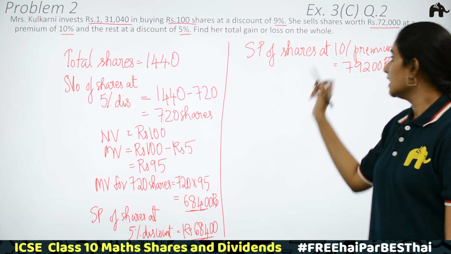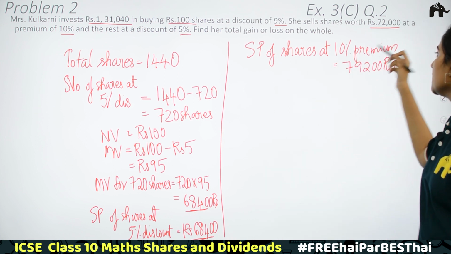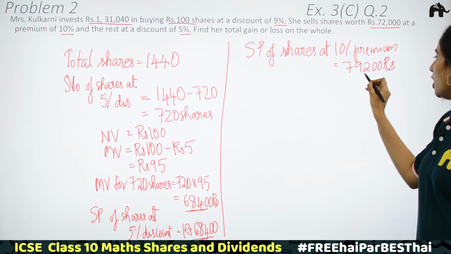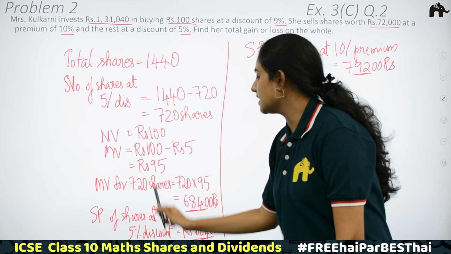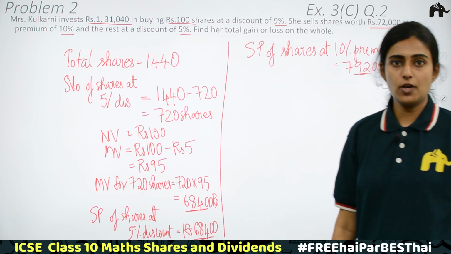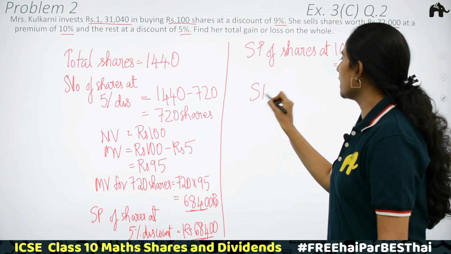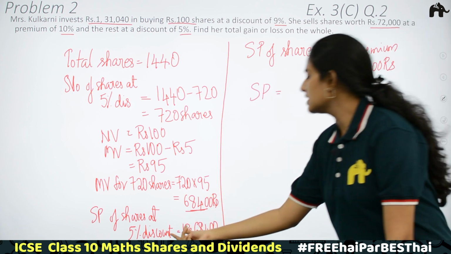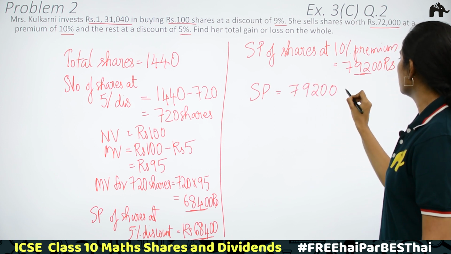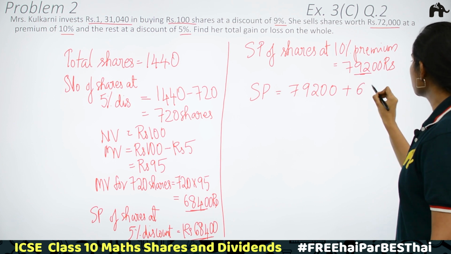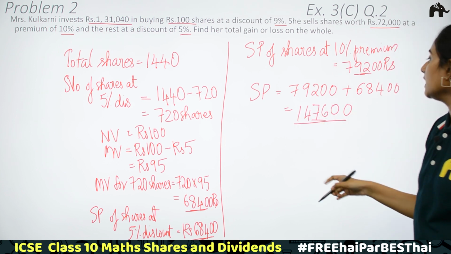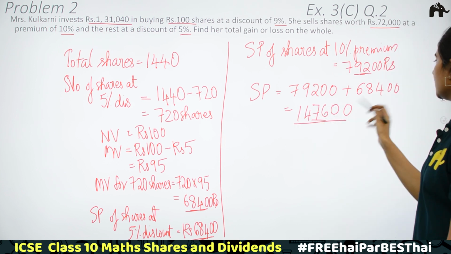Now we have the selling price of shares at 10% premium, which is 79,200 rupees. We also determined the selling price of shares at 5% discount, which is 68,400. Then what is the total selling price? We have to sum this, that is 79,200 plus 68,400. You will be getting 1,47,600.